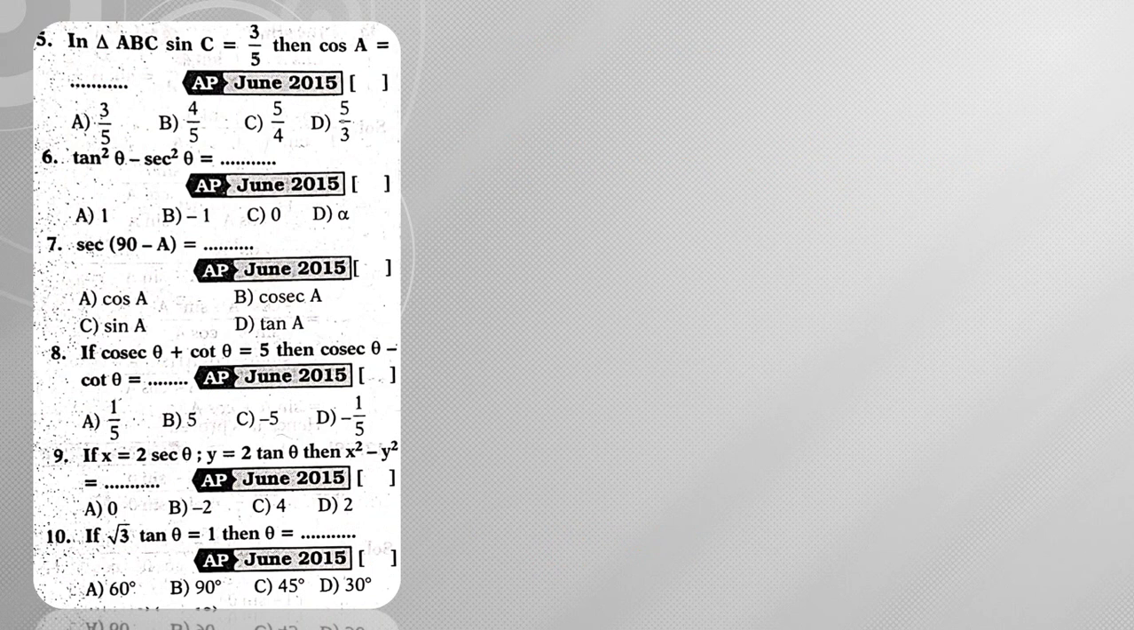Right, now let us see question number 5. In triangle ABC, sin C is equal to 3 by 5, then cos A is equal to? Now here, this is my right angle triangle, and here this angle is C. Based on this angle C, this will be my opposite and this will be my hypotenuse, because sine is nothing but opposite side to C by hypotenuse, right?